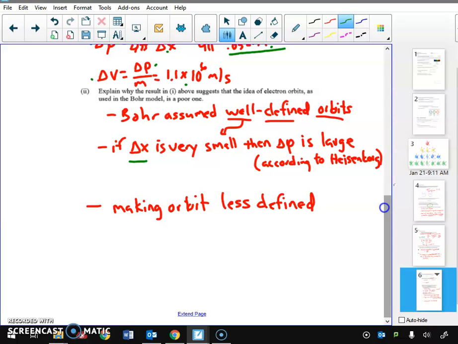And you should reference the Heisenberg uncertainty principle. Therefore, if our uncertainty in momentum is large, that makes the orbit much less defined. It's much fuzzier where the electron is going to go if I pinpoint where it is at one instant. So that's where that whole electron cloud idea comes from. So it's a nice, subtle application of the uncertainty principle where we can put numbers with that.